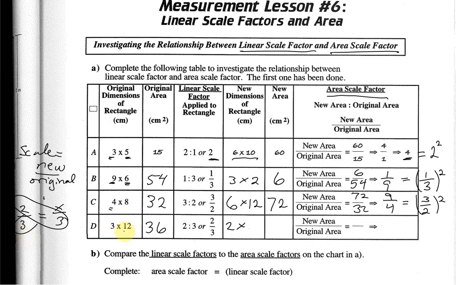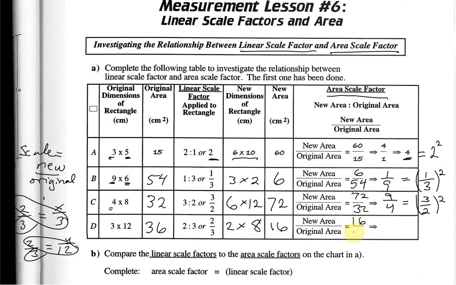Do the same for the other dimension. New over original. Multiply by 2, across, divide by 3. 2 times 12 is 24. 24 divided by 3 is 8. You can have your new area by multiplying your two dimensions.